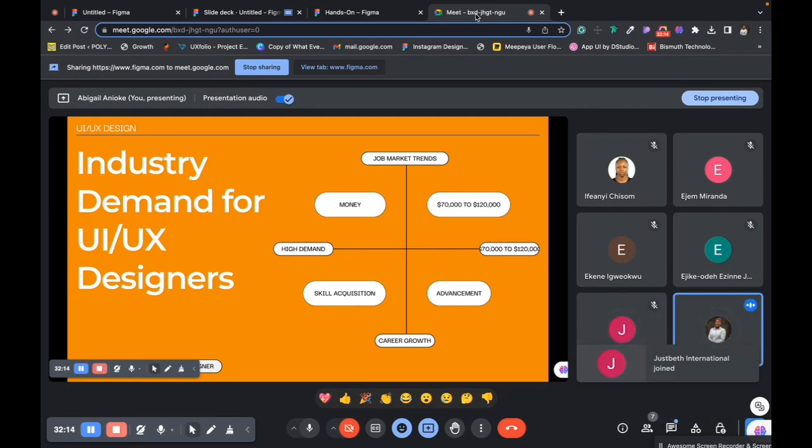Yes, there is skill acquisition. You're actually acquiring skills. And with those skills, it's actually going to do what?